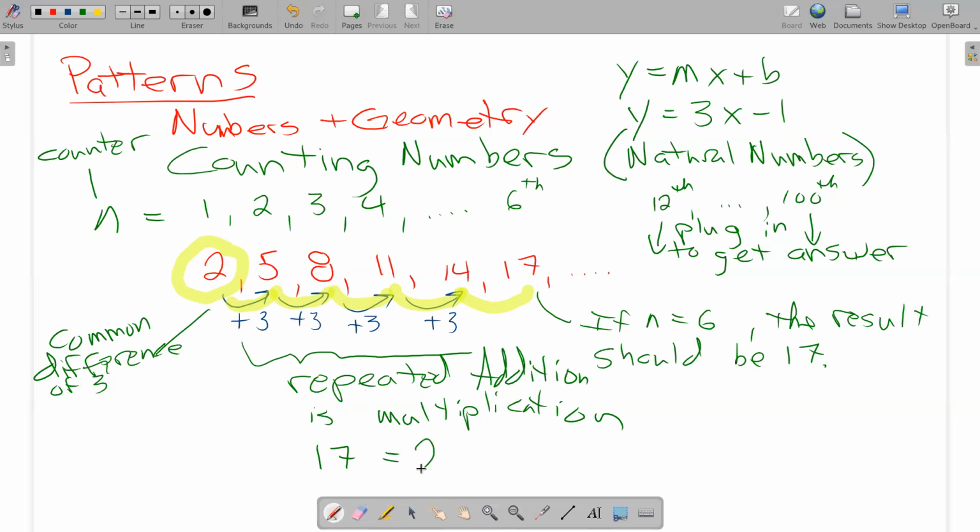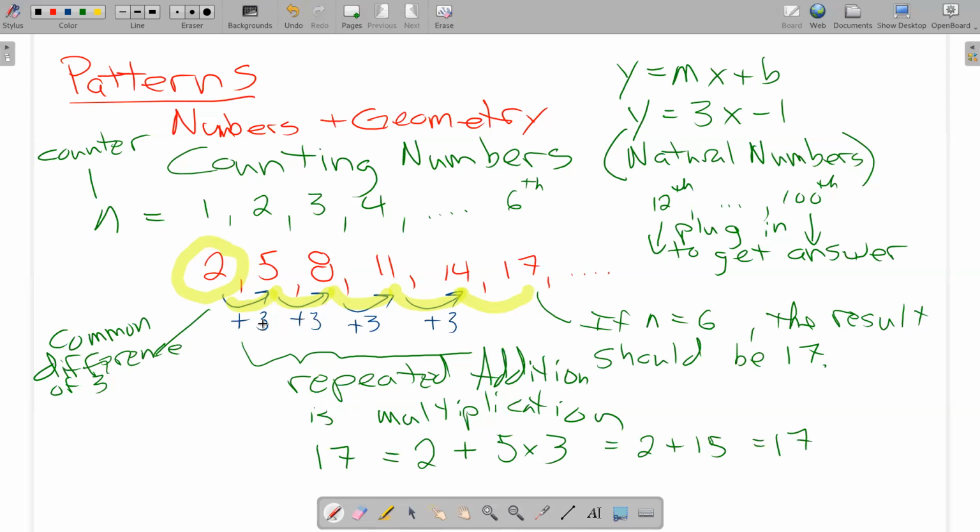So my claim is that if I start at 2, and then I add 5 3s, I should get 17. All right, well, let's see, what's 5 times 3? On a good day, it's 15. 2 plus 15 is definitely 17.